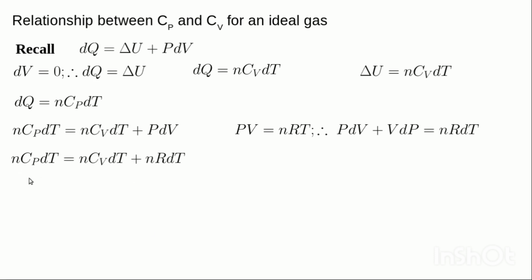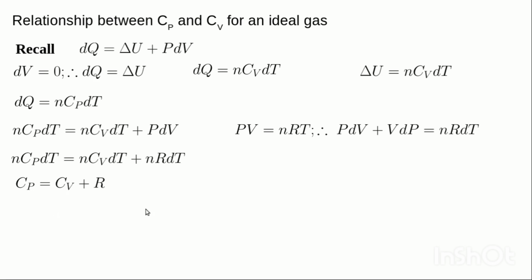So what you notice is that n dT is common throughout. So they will take care of each other and we are left with Cp, molar heat capacity at constant pressure, is equal to molar heat capacity at constant volume plus our gas constant. So from this point, we can see that the molar heat capacity at constant pressure is greater than that of the molar heat capacity at constant volume.